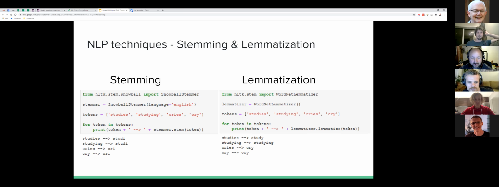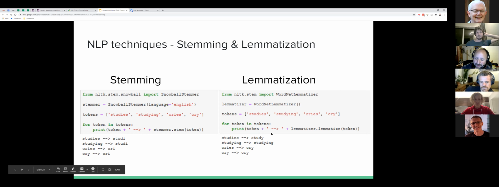Going on to lemmatization, which is a slightly more sophisticated version of it, I did the same words using the lemmatizer, again from NLTK. Studies turned out to be study. Studying stayed as studying. And cries and cry both came out as cry. So again, even with both of these, they're not perfect, because you would expect studying to be reduced down to study as well. But in this case, it didn't pick it up.